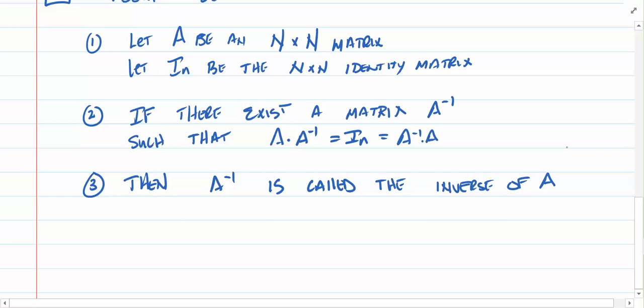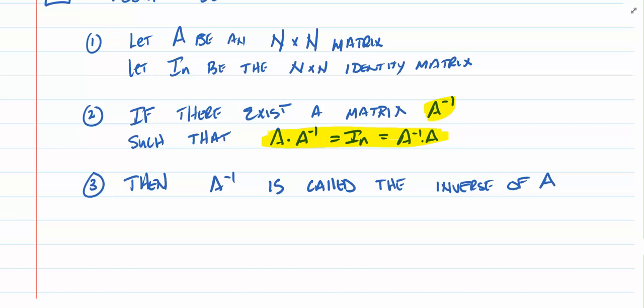Okay, so a couple of key parts here. This thing right here, this is how we're going to represent A inverse, and this statement right here is pretty important. It says that if there is some matrix out there that when you multiply A times A inverse, you get the identity, then that A inverse is defined as the inverse.